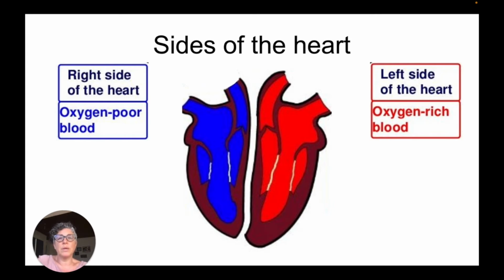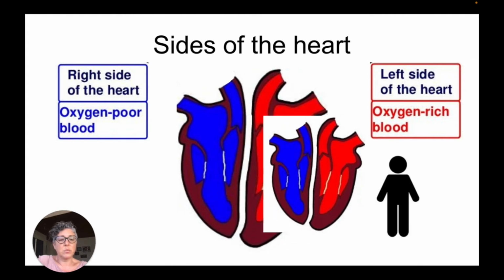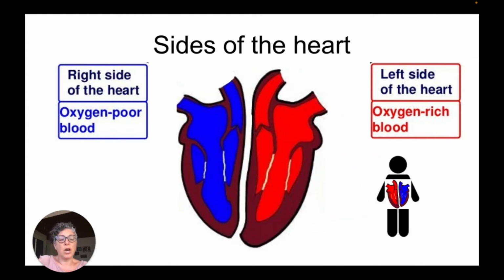So how do we think about this? Well, think about it as if the heart is actually inside of you, the person. So it's not facing the way it looks on the paper, but what you're looking at is as if the heart was inside a person. And if you remember that, then you will remember the correct sides of the heart, because you will need to do that to label the correct parts.